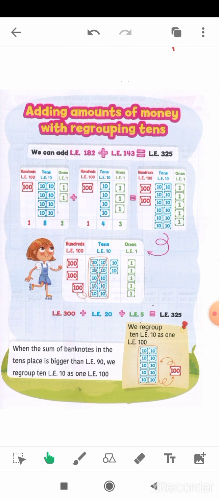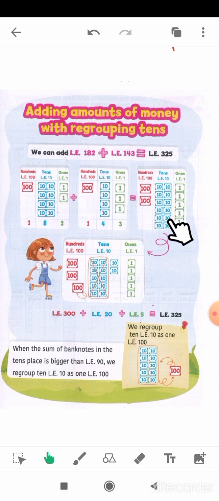If I have 182 and 143, we take 1, 2, 3, 4, 5 as ones, so 5 ones. No problem here. Let's see the tens. 8 plus 4: 1, 2, 3, 4, 5, 6, 7, 8, 9, 10, 11, 12. What? 12? No, we have 1, 2, 3, 4, 5, 6, 7, 8, 9, 10.